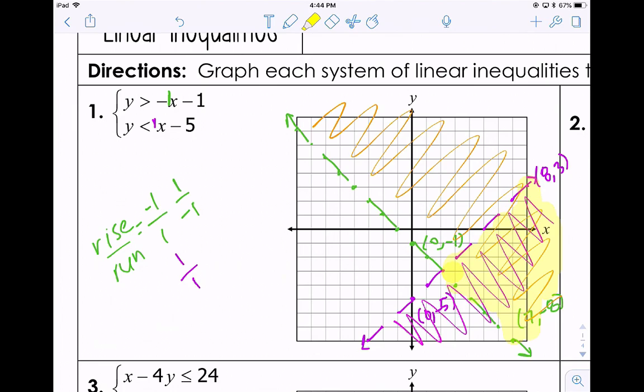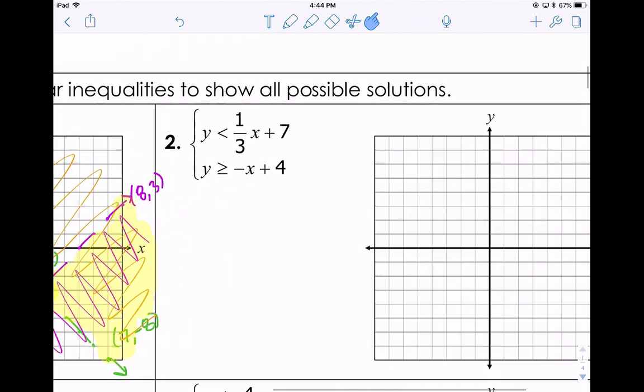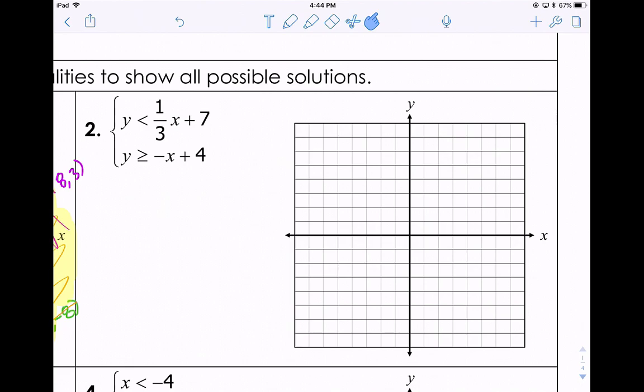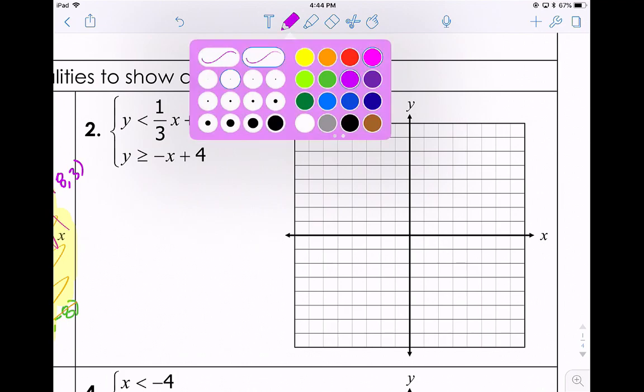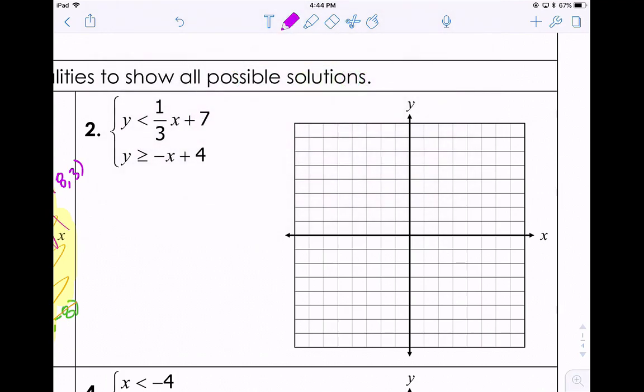All right, so let's look at another example. So we're going to go to number 2. Number 2, also both inequalities are already in y equals form, so we can graph by hand. On the first one, we're going to start at our y-intercept, which is 7. So we're going to go to 0, 7, put our point. From there, our slope is 1 over 3. Rise 1, run 3. So from here, we're going to go up 1, right 1, 2, 3.